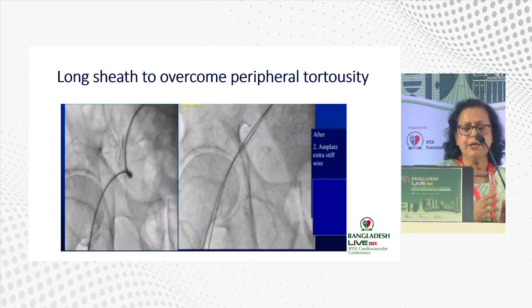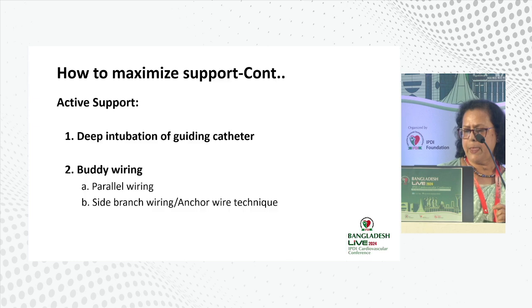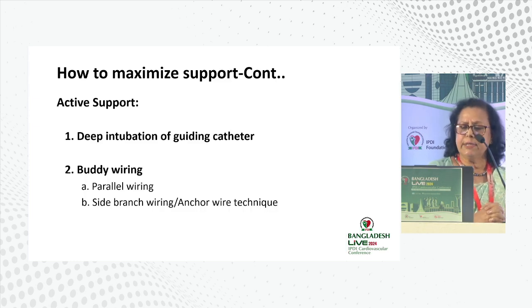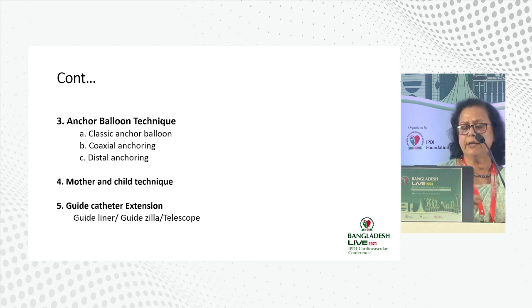And this slide shows there is tortuosity at the iliofemoral junction. If we use a larger sheath, it would give further support to the guiding catheter. And how to maximize active support? It is deep intubation of the guide catheter, buddy wiring. Buddy wiring may be parallel, side branch wiring or anchor technique, anchor balloon technique, classic anchor balloon, coaxial anchoring or distal anchoring, mother and child technique, and guide catheter extension like GuideLiner, GuideZilla, or Telescope.